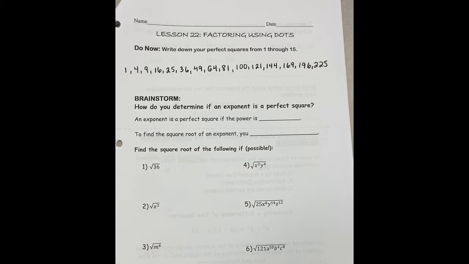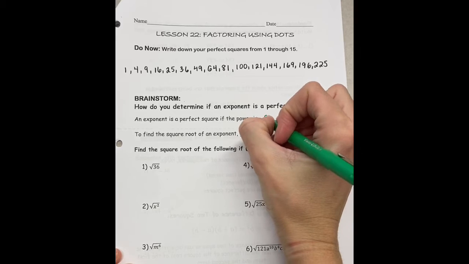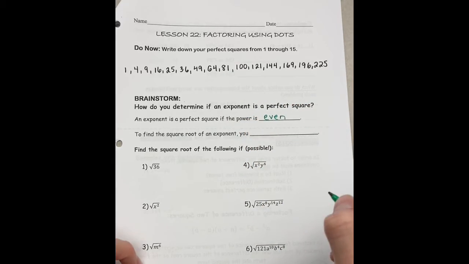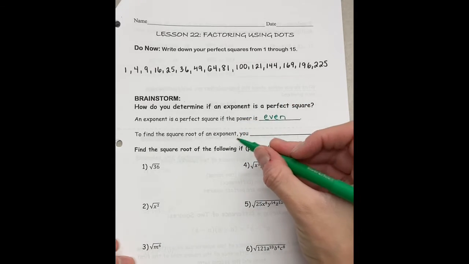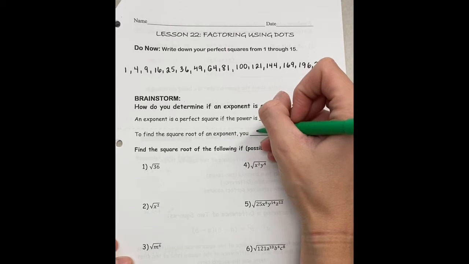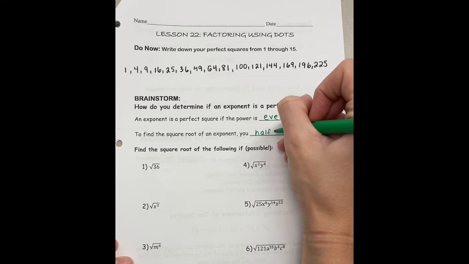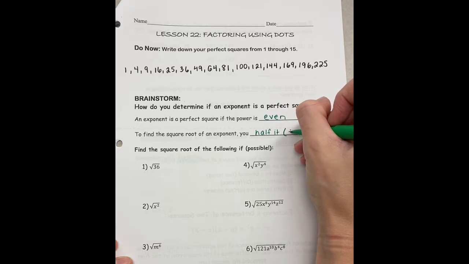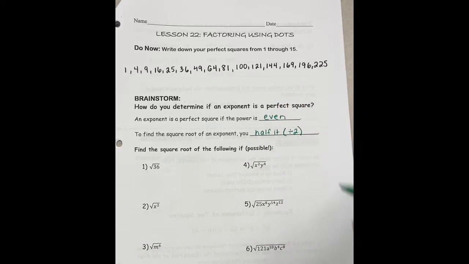All right, so brainstorm. How do we determine if an exponent is a perfect square? So an exponent is a perfect square if the power is even. So to find the square root of an exponent, what we're going to do is we are going to half it or divide it by 2.